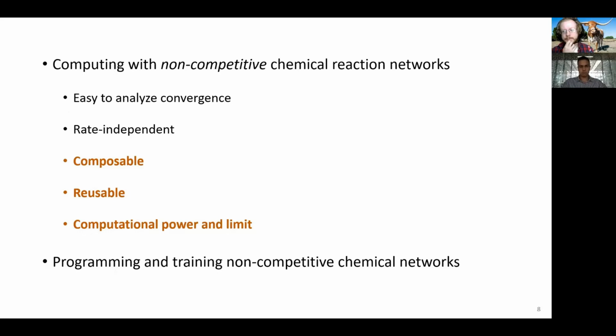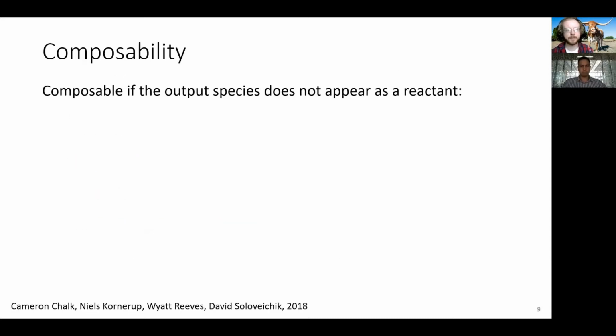Now that we've described how these non-competitive reaction networks are rate independent and how we can analyze what the convergent state is just by drawing these straight line segments, I want to talk about some of the other useful features of these networks. First, we want to take this small network and compose it into larger networks. There's a condition that's been proven in prior work about composability of these rate independent chemical reaction networks. Basically the network is composable as long as the output species does not appear as a reactant.